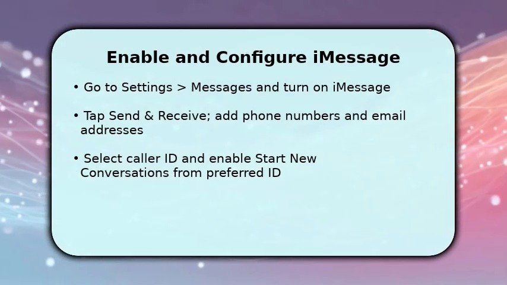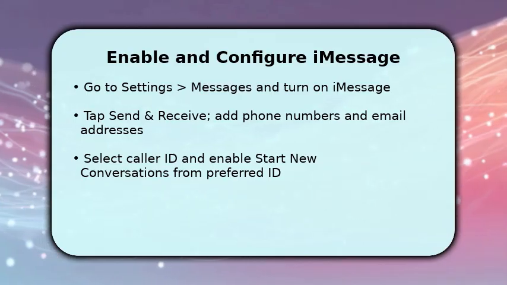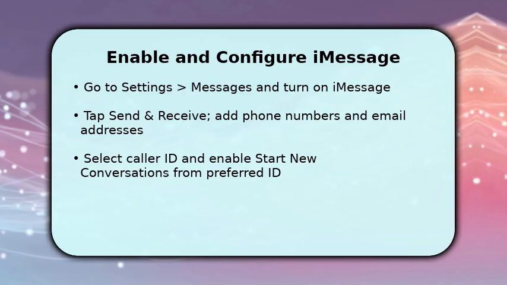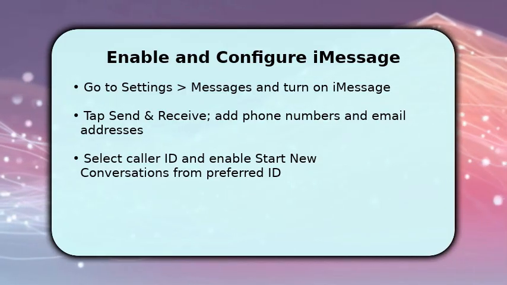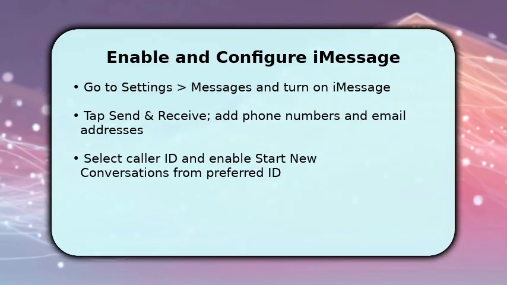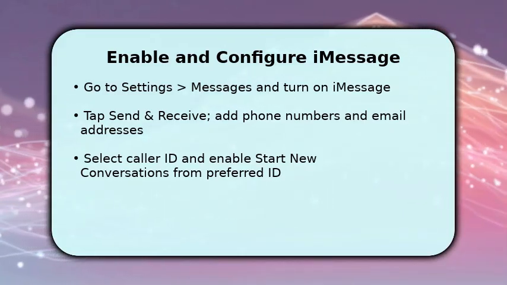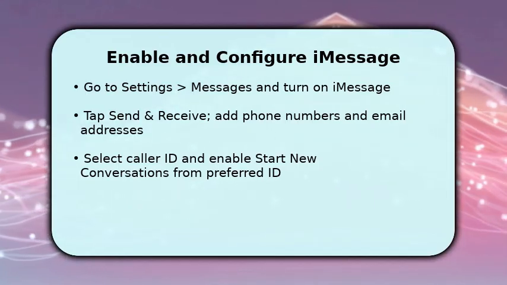Open Settings, tap Messages, and toggle iMessage on so the service activates over Wi-Fi. Then tap Send and Receive to add or verify the email addresses and any phone number associated with your Apple ID. These are the contact points iMessage uses. Make sure the check marks show where you can be reached and choose the preferred Start New Conversations from address. This controls what recipients see.